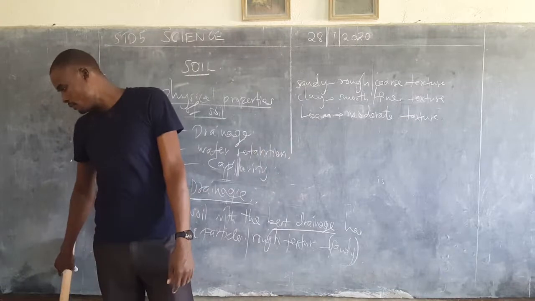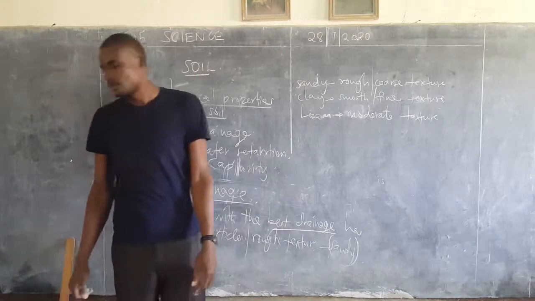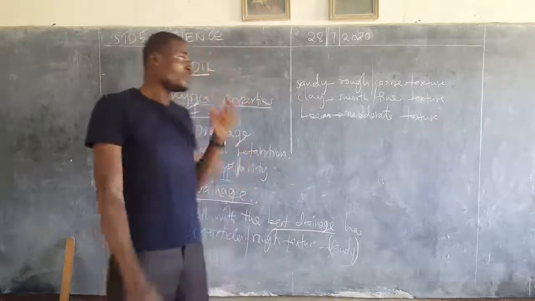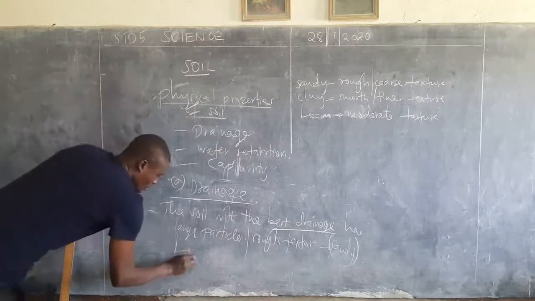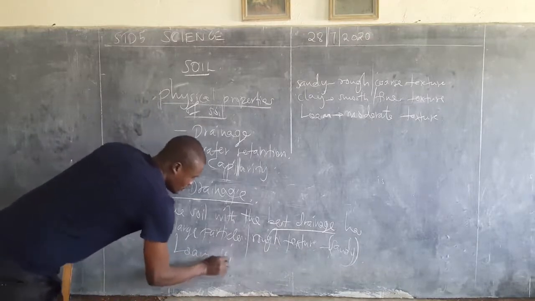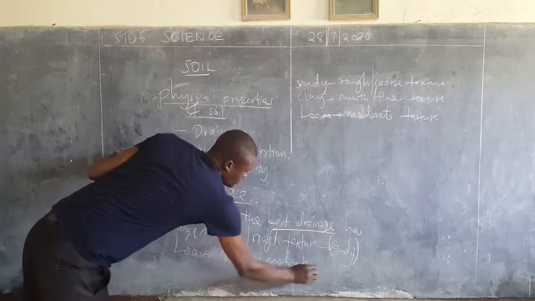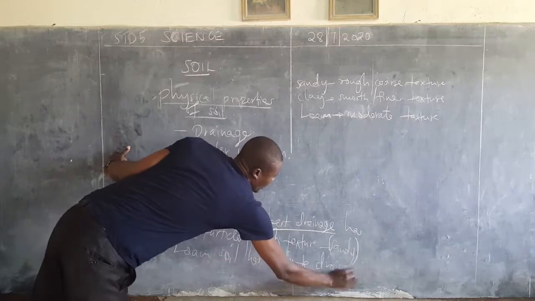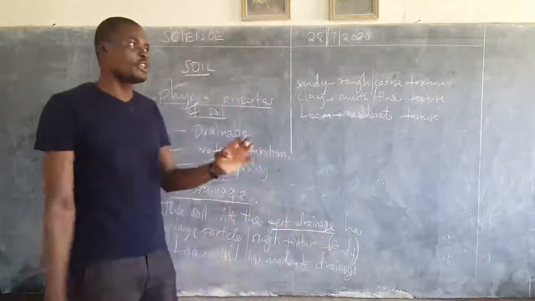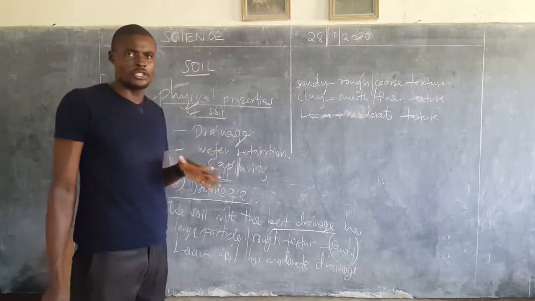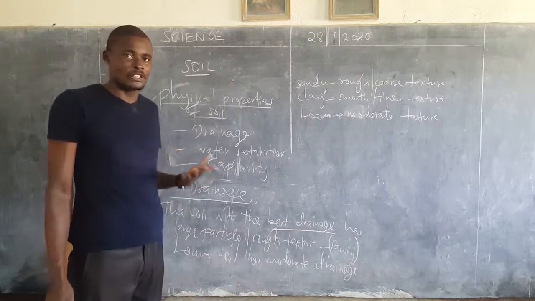Then we have something again. Loam soil has moderate drainage. Why? Because it has moderate particles. The particles are just moderate, so it allows little water to get into it, and water will get into it slowly, not very fast like sandy soil.